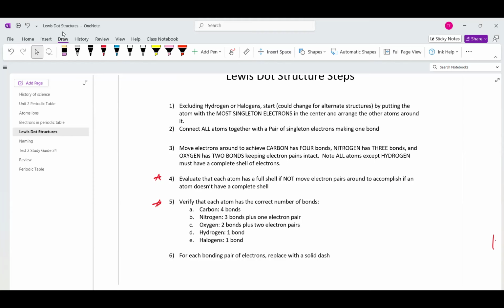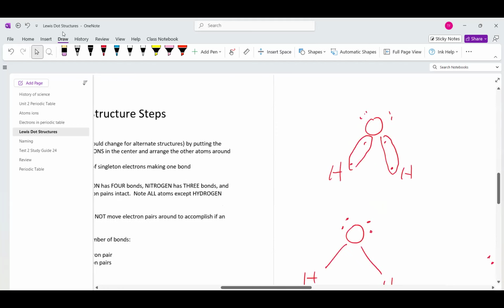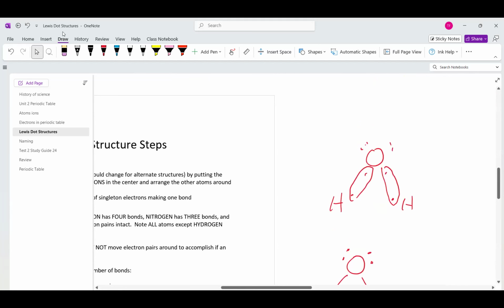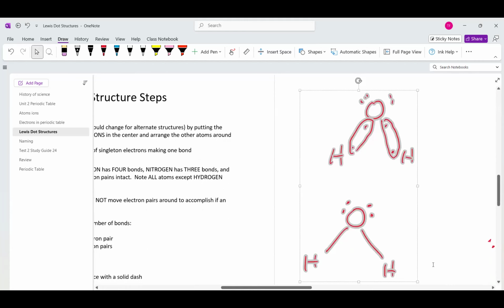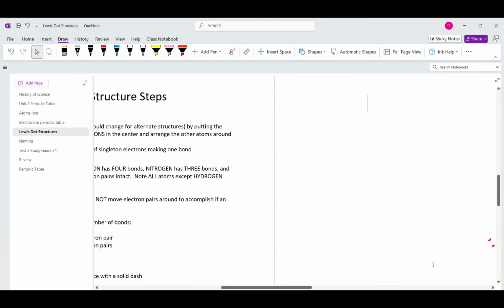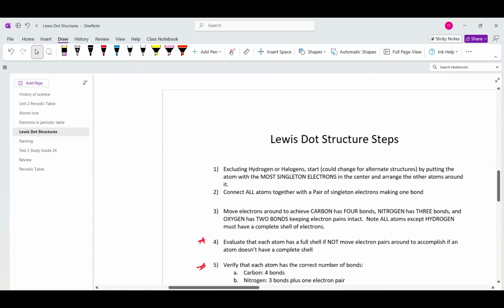Okay, so step 1, excluding hydrogen or halogens. Start by putting the atom with the most singleton electrons in the center and arrange the other atoms around it. Okay, so let's use water as an example. Let's start from scratch here. So, as you know, H2O.